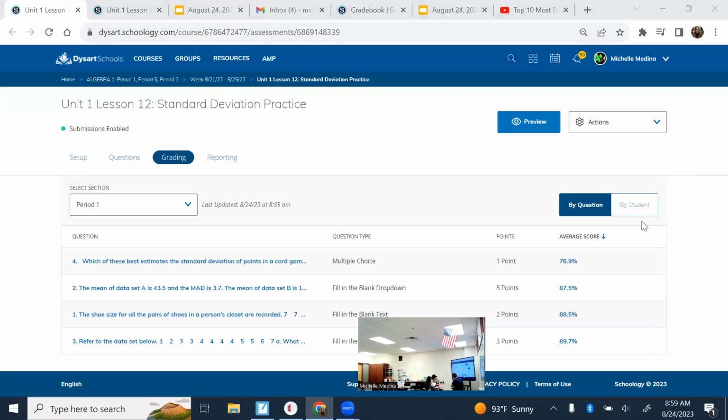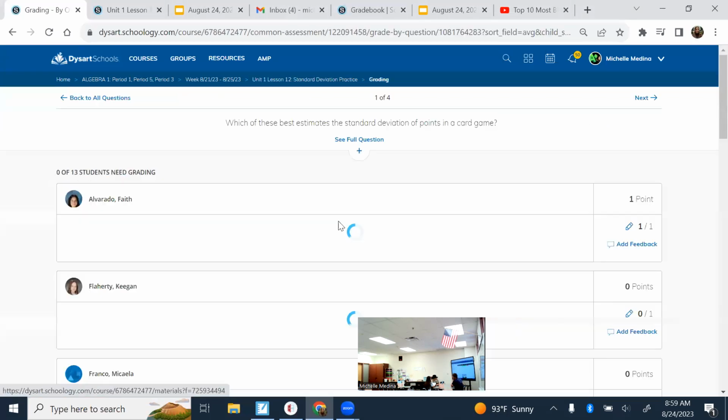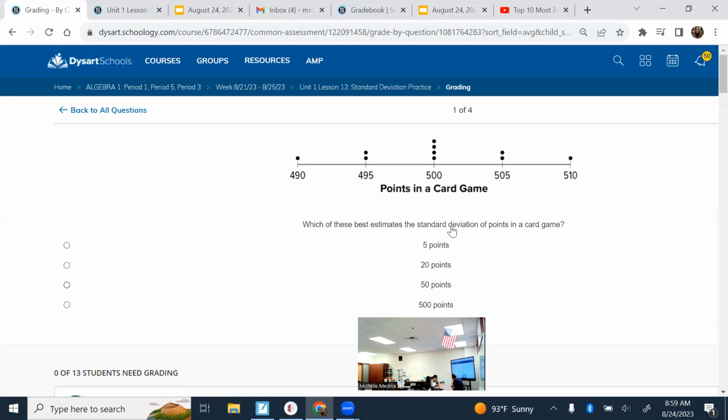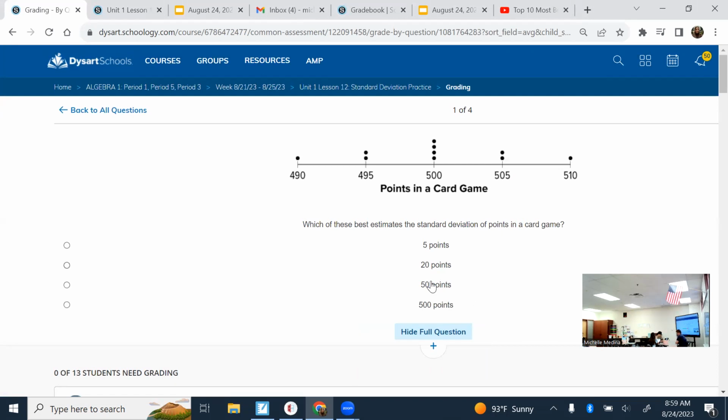Just the most missed one. All right, so the most missed one is this one. Hopefully you can't see anyone's answer. So we have: which of these best estimates the standard deviation of points in a card game. Estimates, meaning, since it's a dot plot, you could put it all in Desmos and know what it is exactly and see what it's closest to. But you don't even have to do that if you have a good understanding of standard deviation.